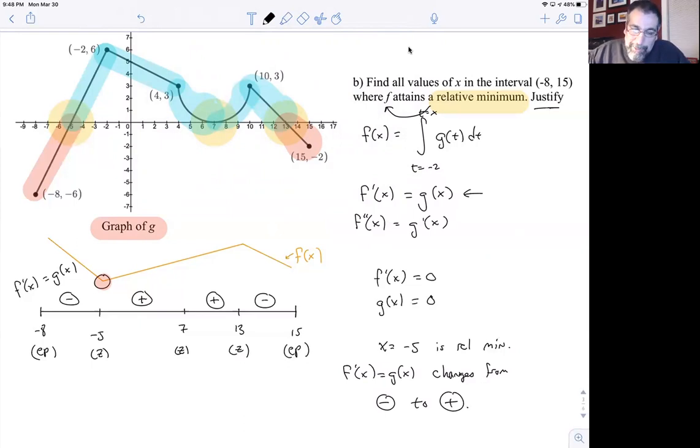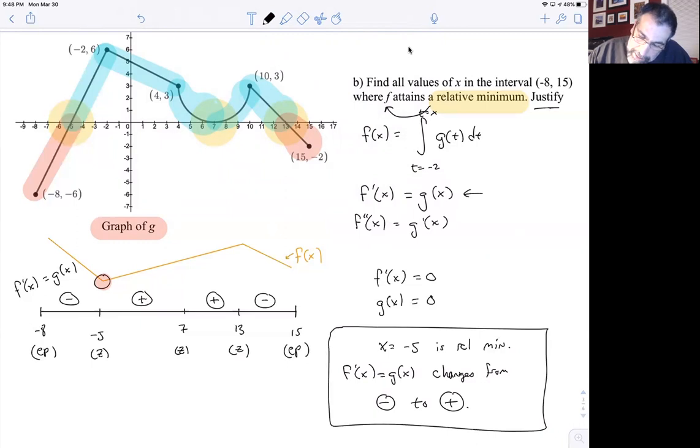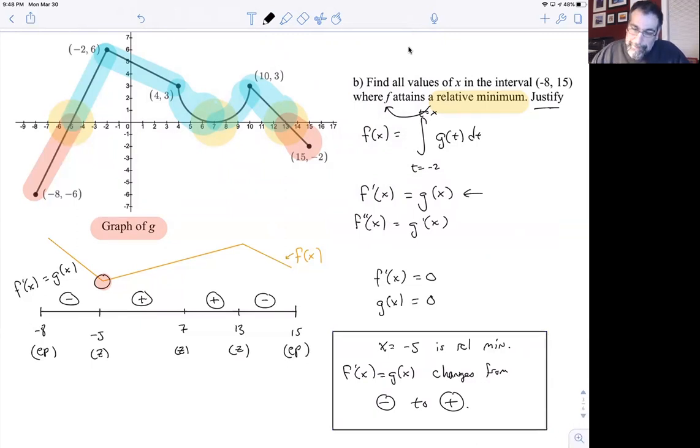Very important that we link the two things. Always, always, always write them both. f prime is equal to g. That way you're making reference to the graph they gave you, which is g, but you're answering the question about f. So always make sure you do that. As far as this question goes, that is going to get us the credit we're looking for.